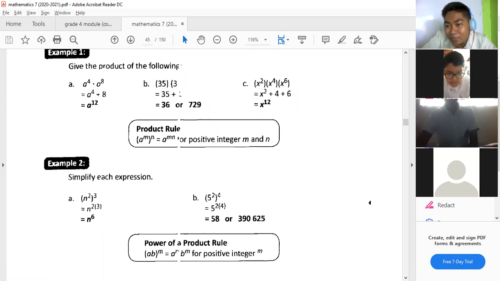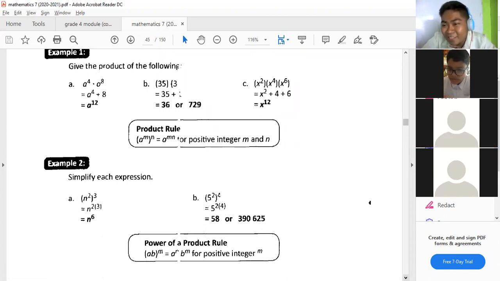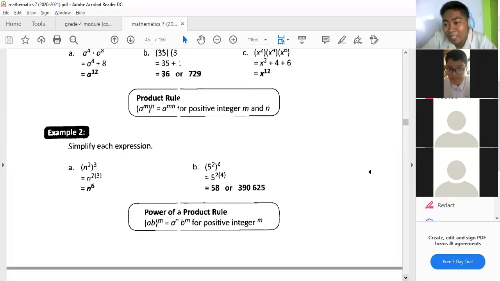Oh, may kasama si Ken. Sino yan? Si Ralph yan, Sir, si Ralph. Magkasama sila.